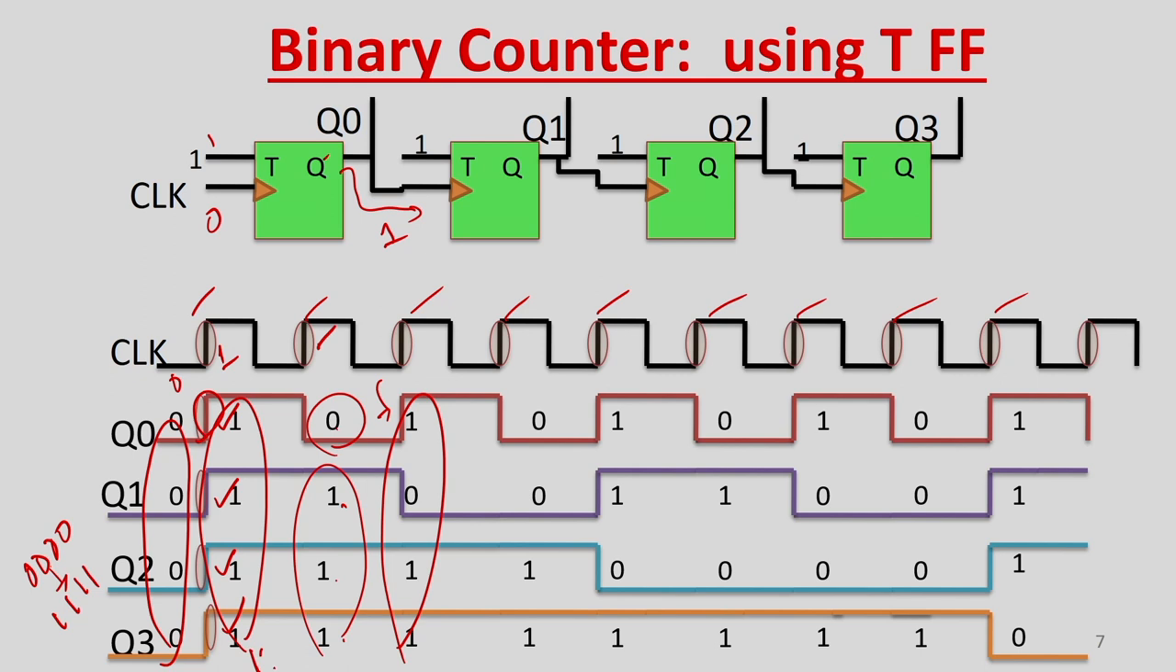If you look at this, this is 15, 14, 13, 12, 11, 10. So, what it is doing is counting in reverse order. We want increasing order, but it is counting in decreasing order. So, that we do not want in this case. That means, if we simply want increasing order and it is doing decreasing order, then just complement the clock. That will work definitely.